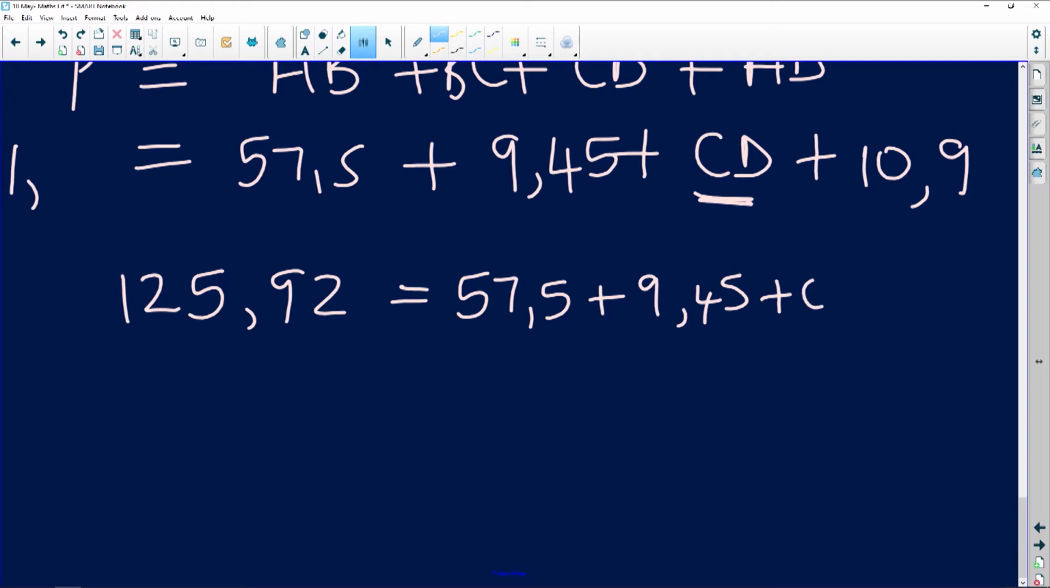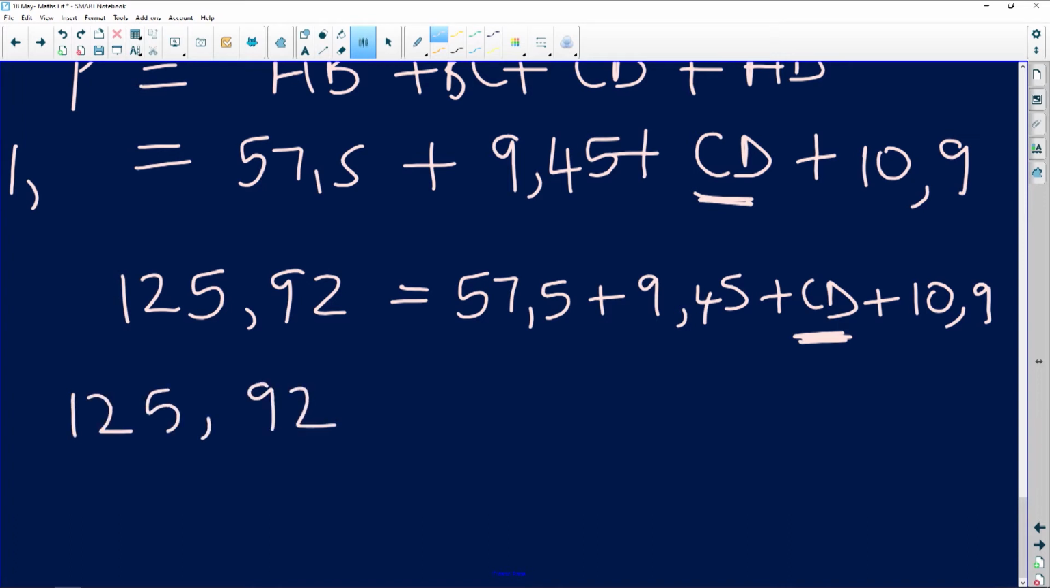9.45 plus our CD plus our 10.9. What am I doing over here? I'm solving for CD. I need to make sure that everything is in meters. Okay, so I'm going to add all of these other ones so that it makes sense for me. So I'll leave my 125.92 as it is, and then I'm going to make sure to add them so that it makes sense for me.